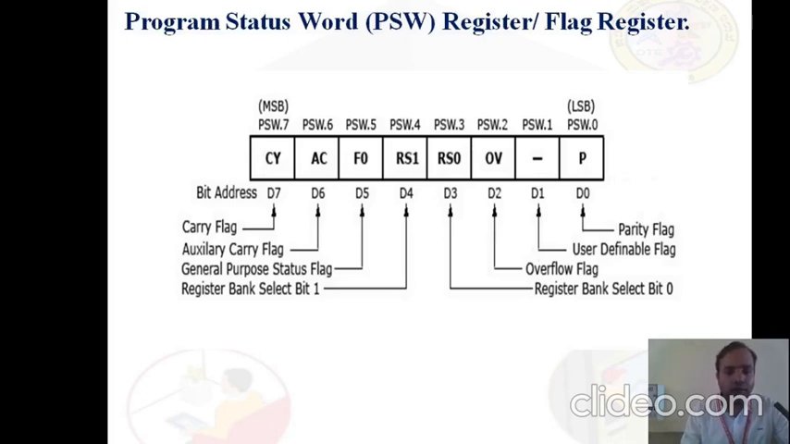PSW.3 and PSW.4 belong to RS1 and RS0, which are the register bank selection bits. Then we have F0, which is also kept for future use, like a user general purpose bit. You can assign any flag to this bit. Then we have the auxiliary carry bit, then we have the carry bit. So one by one we will study the function of each bit.